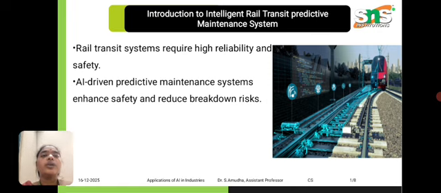The first point is that the transit system uses high reliability and safety measures. They use AI to predict the condition of the tracks and reduce the risk of breakdowns. Everything is done by an automatic process with the help of AI techniques.